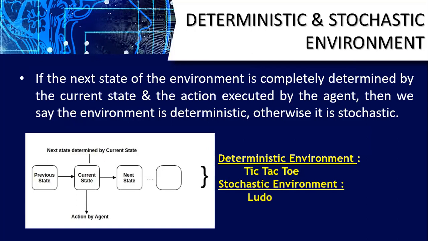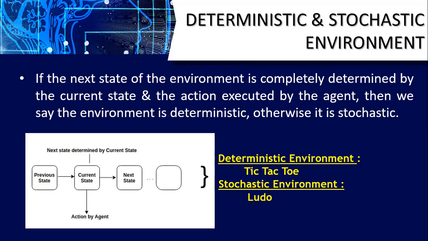Next is deterministic and stochastic. If the next state of the environment is completely known to the agent based on the current state and the action executed by the agent, then we say the environment is a deterministic one. An example is the tic-tac-toe game. Based upon the current state, we can determine what will be the next state. So determination, we can say, is the correct flow of the game.